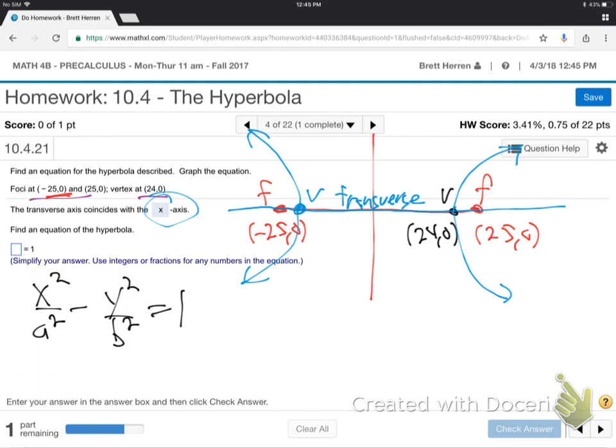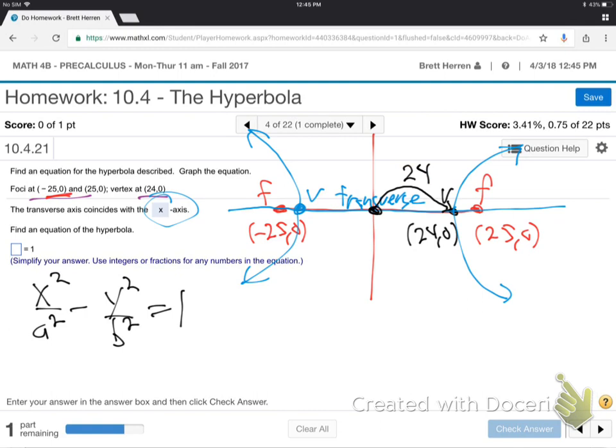Now what are A, B? How far to the edge, like always. From the center to the edge, same thing as the ellipse. A and B are how far to the edge. C is how far to the focus point. Same thing. So how far from the center to the edge?